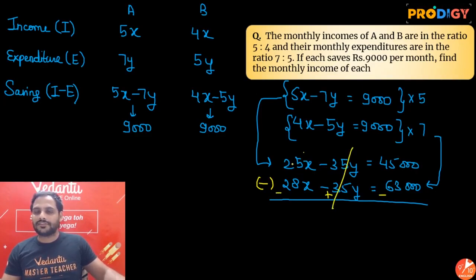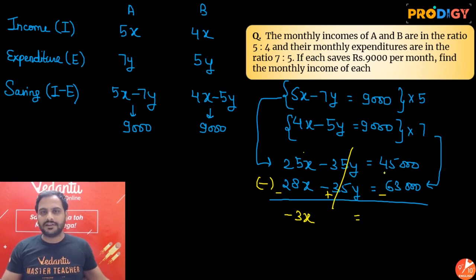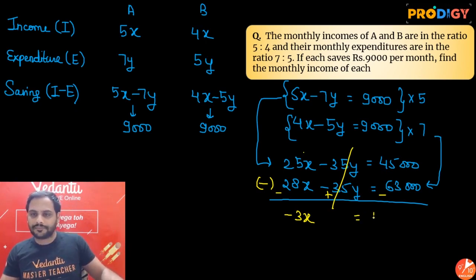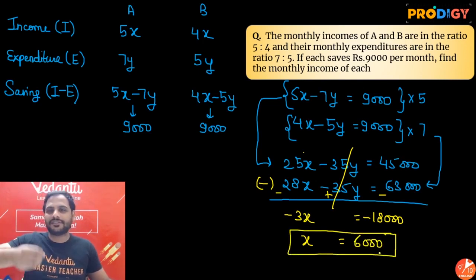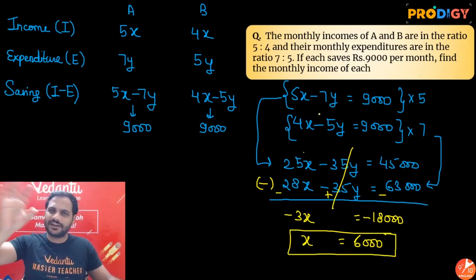So this got cancelled. 25 minus 28 is minus 3x is equal to 45 minus 63, which is minus 18,000. So x will be equal to minus 18,000 upon minus 3, so positive 6,000. x is 6,000. If you put this value of x equal to 6,000 in any of the equations, you will get y also.